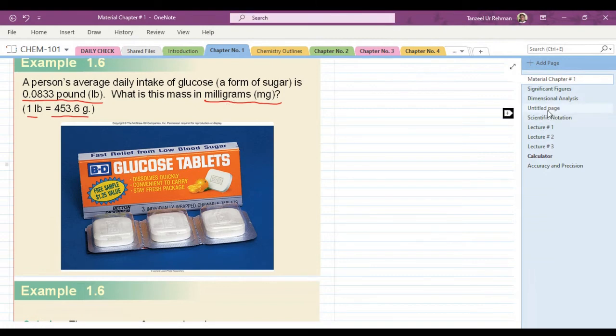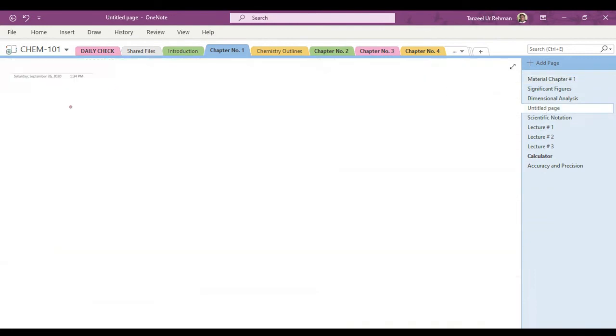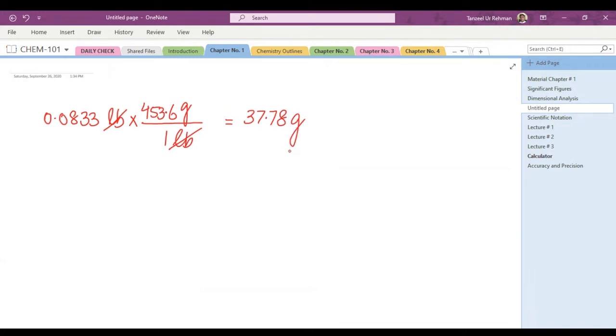So let's do it. Here what is given? 0.0833 pounds. Multiply, divide. What will you write down? Pound down and gram up. We know that 1 pound is equal to 453.6 grams. So pound will be cancelled with pound, and when we use calculator, 0.0833 multiplied by 453.6, we have 37.78 grams. Now our answer is in gram.